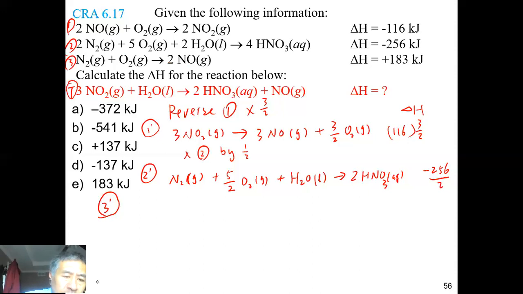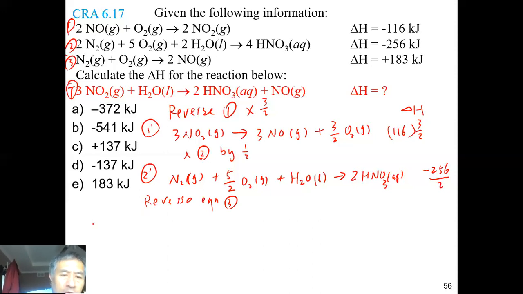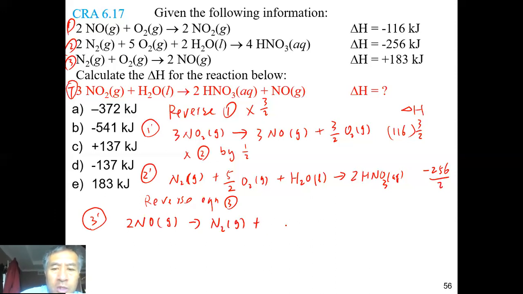Okay, so therefore, what we need to do for equation 3, we are going to reverse equation 3. So now let's do the reverse, and then we write down the reverse. So that's called 3 prime. 3 prime becomes, that's the reverse of 3. So we'll have 2 NO gas and produce N2 gas, then plus O2 gas. So that's how the delta H reverses and becomes negative 183 kJ.